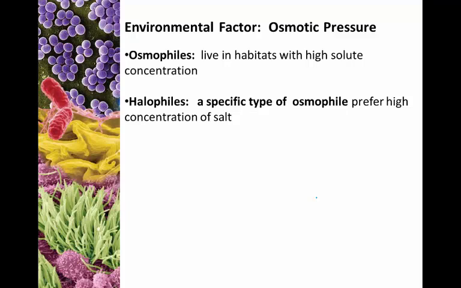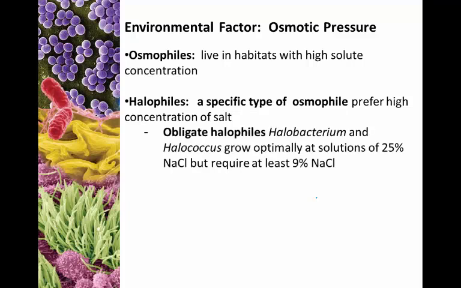Now, those terms that we were throwing on to the beginnings of some of these words are actually quite useful here. We see obligate halophiles like Halobacterium and Halococcus that grow in solutions of 25% salt, but their requirement is at least 9% salt. That is an extremely salty environment. Those organisms, because they require high salt concentrations, are considered obligate halophiles. Obligate, like an obligation, meaning that you have to do it.